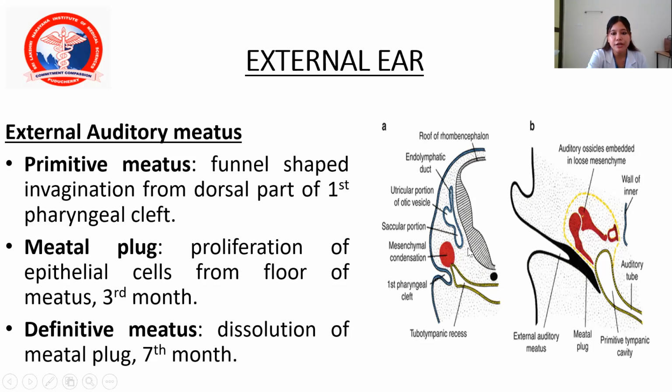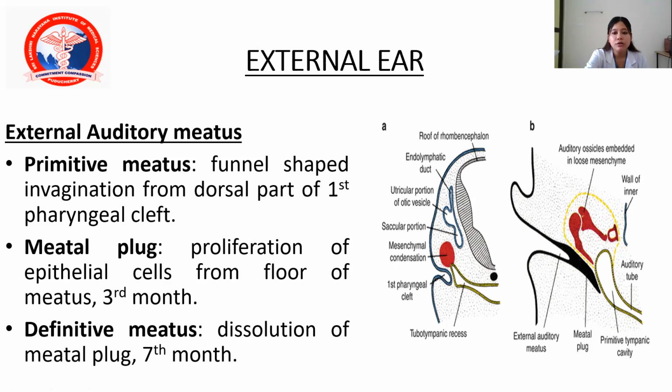Now the primitive meatus, in this image you see here. So this is the first pharyngeal cleft. What happens to this first pharyngeal cleft? It will invaginate as a funnel shape and develop into the primitive meatus. So the primitive meatus has been developed as a funnel-shaped invagination from the dorsal part of the first pharyngeal cleft.